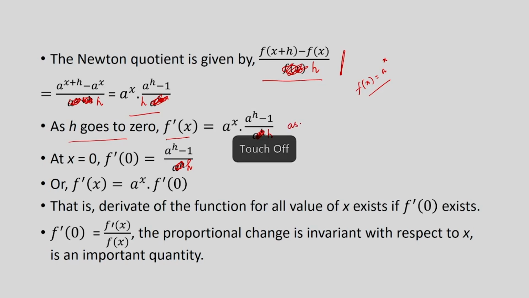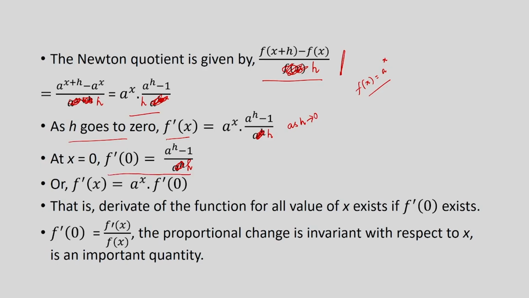So as h goes to 0. Now at x is equal to 0, so I just substitute a 0 in place of x. Therefore on the left hand side I will get f dashed of 0, and on the right hand side I will get a to the power 0, which is 1, multiplied by a to the power h minus 1 divided by h, right. So this is the expression for f dashed of 0.